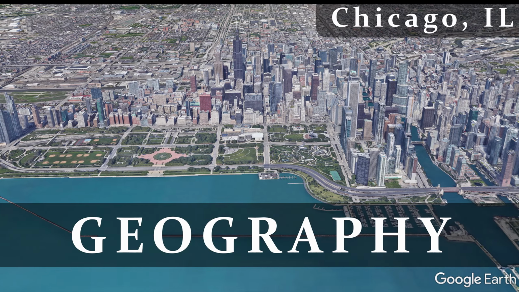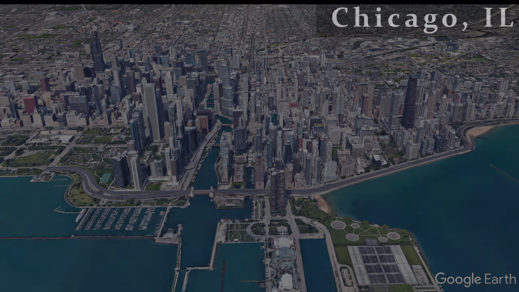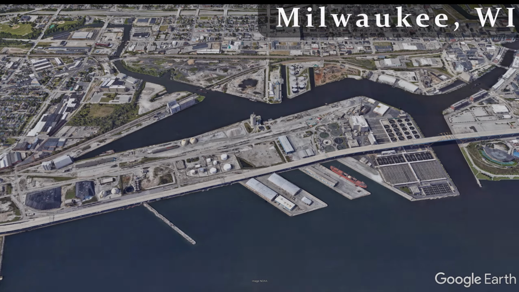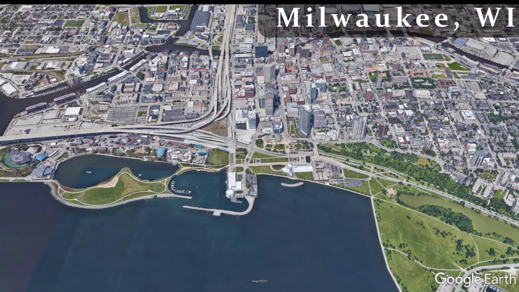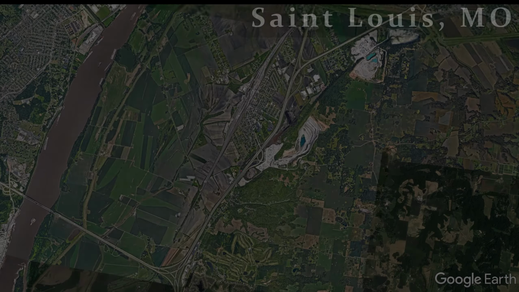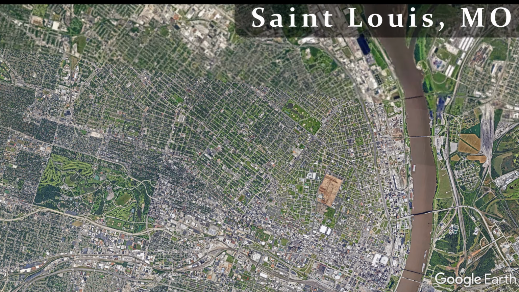Now, with the exception of lakeside cities such as Chicago and Milwaukee, all of the major Midwestern cities are located on the rivers that made them such great places to settle centuries ago. Cincinnati is located on the Ohio River, and Kansas City and St. Louis sit atop the Missouri and Mississippi rivers respectively.